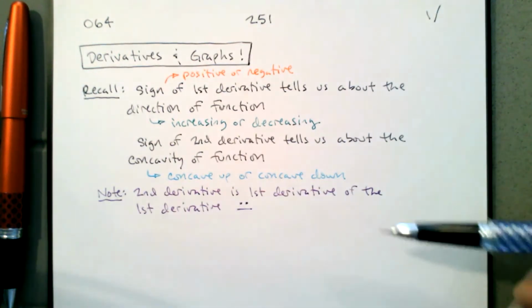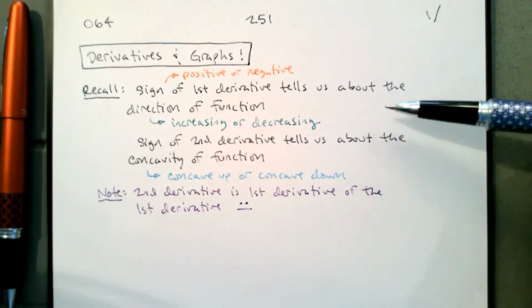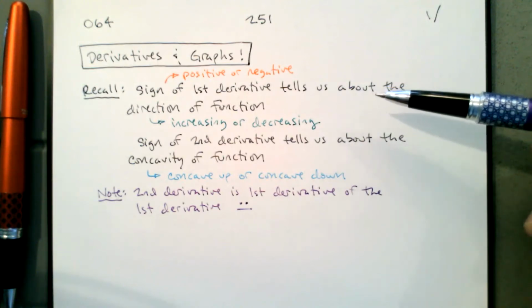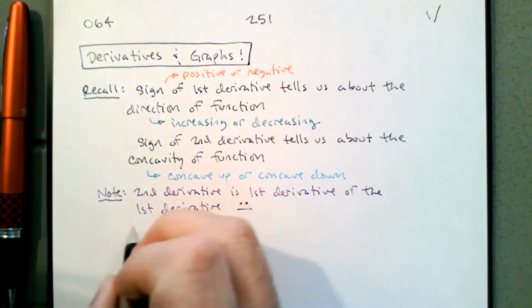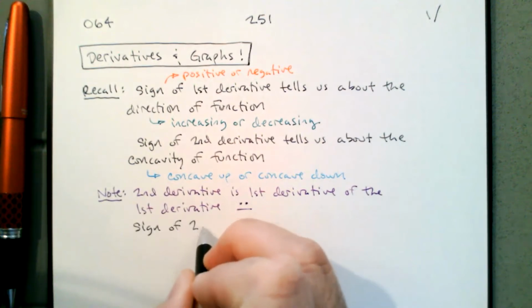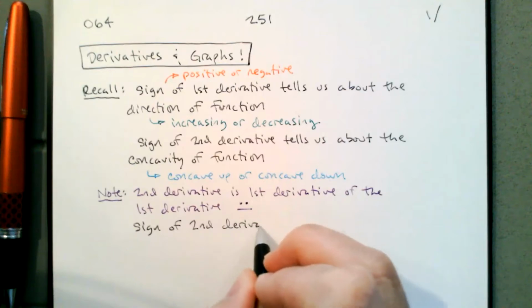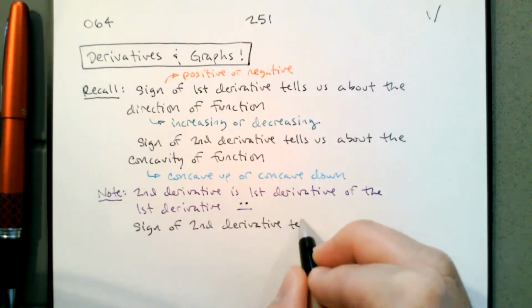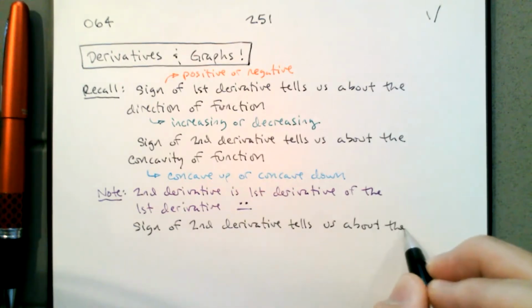We can use this information. The second derivative is the first derivative of the first derivative, and I can combine this with the fact that the sign of the first derivative tells us about the direction of the function. And I can also determine that the sign of the second derivative tells us about the direction of the first derivative. So the sign of the second derivative is telling us a couple of different things.